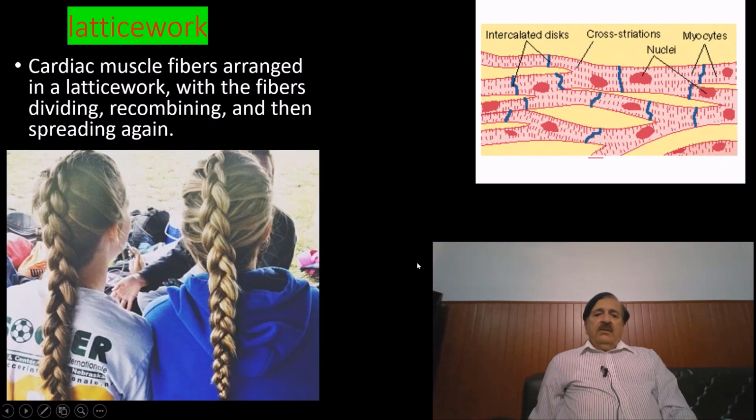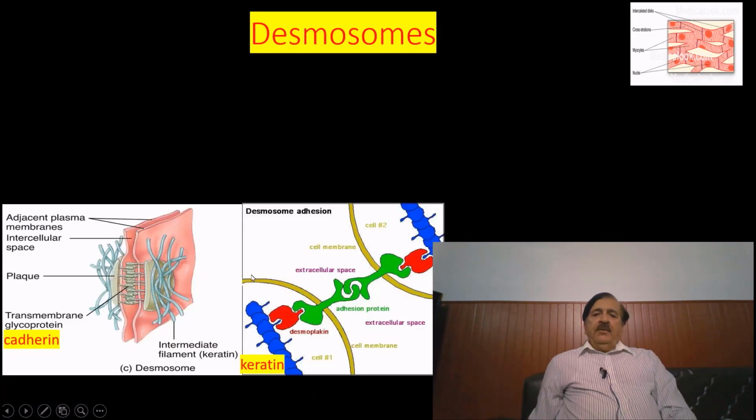Lattice work. Cardiac muscle fibers are arranged in a lattice work, with the fibers dividing, recombining and then spreading again. Here you can see that these fibers are dividing, making branches. They join with each other and then divide and then branch. So this pattern of arrangement is called lattice work. This is just like the hairstyle of a girl.